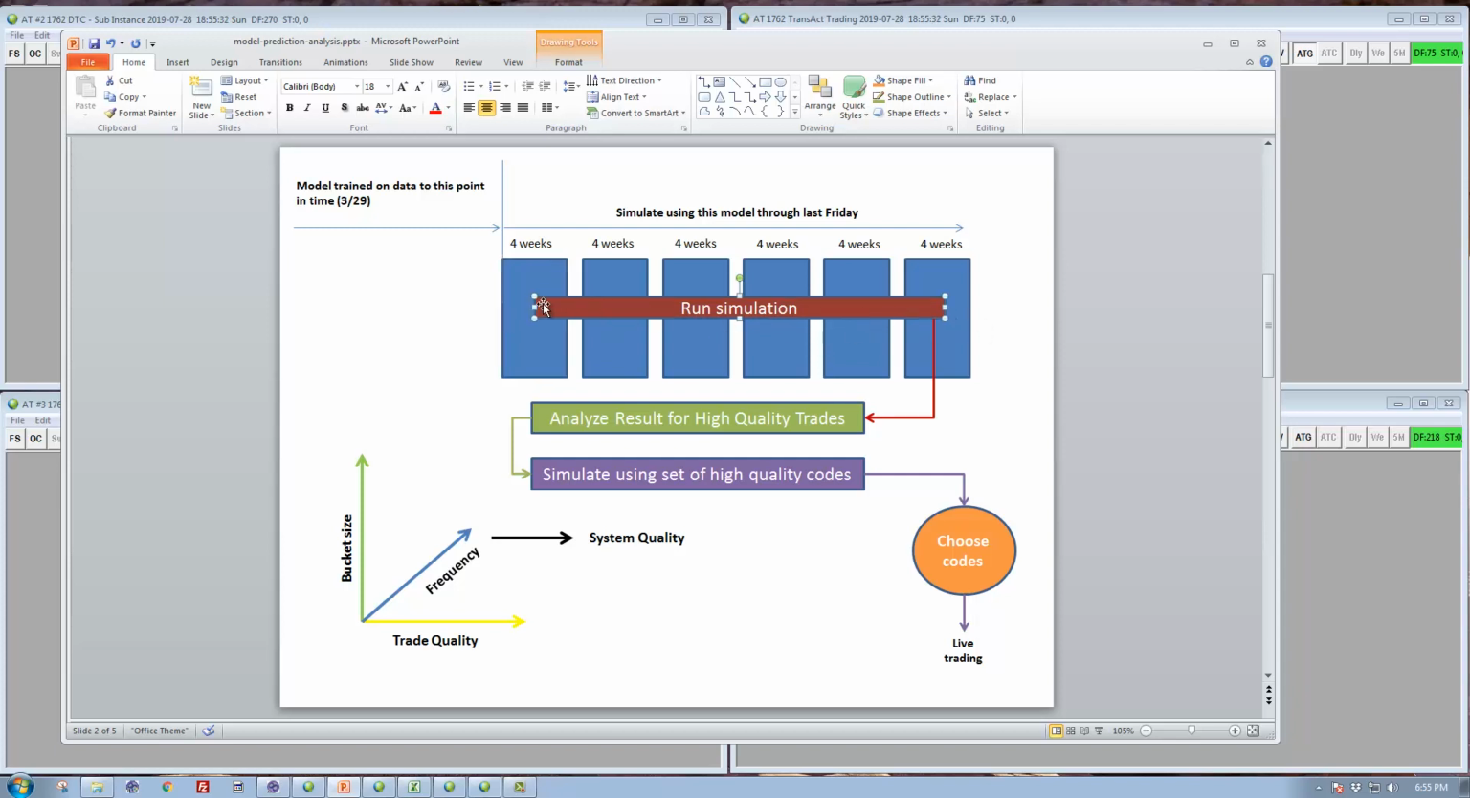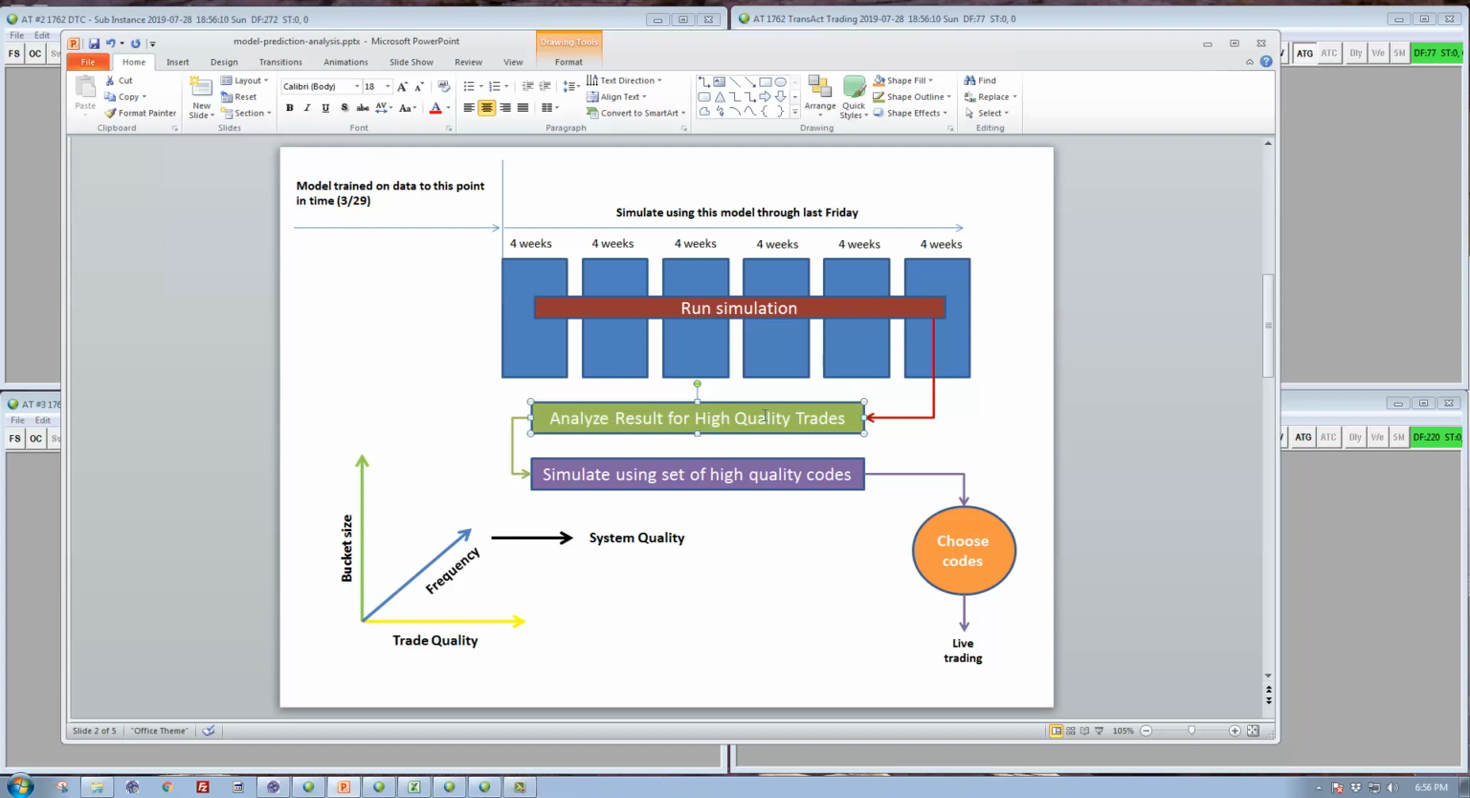This red box is where we run a simulation for each market. What would you, as the model trained on two years of data through the end of March, choose to do? Then we analyze that data. Based upon your predictions, Mr. Machine Learning System, what was the output? What we're looking for is the high quality trades or the high quality behaviors that we see in that market.